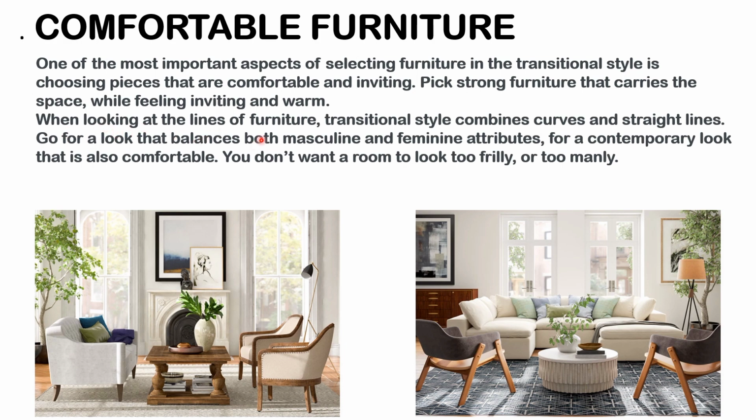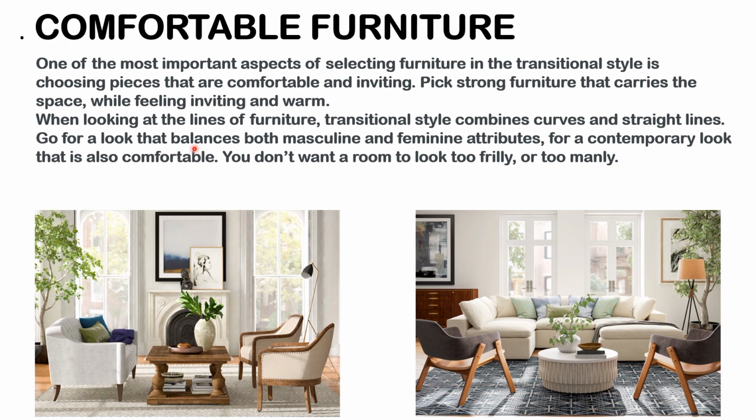When looking at the lines of furniture, transitional style combines curves and straight lines. So make sure when you're choosing any piece of furniture like armchair or sofa set, the first thing is that it should be in curvy edges like this. Curves must be there. Okay, so you can see in every image the curves are seen, and the straight lines, it means in their legs, or you can see at this bottom in this frontal area. Okay, such straight lines are also achieved.